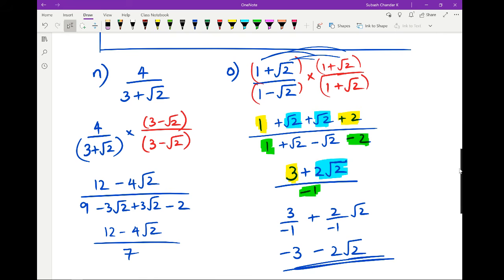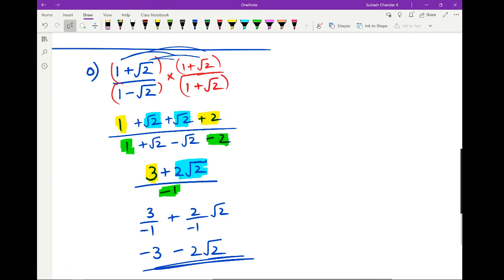Sure, what's the time? I mean, 10 past 10. I'll tell you what, I'll put up one more question for you guys. Yep, sweet. Let's do one more question. Which one shall we do? Which one did we just do? 1 plus root 2.